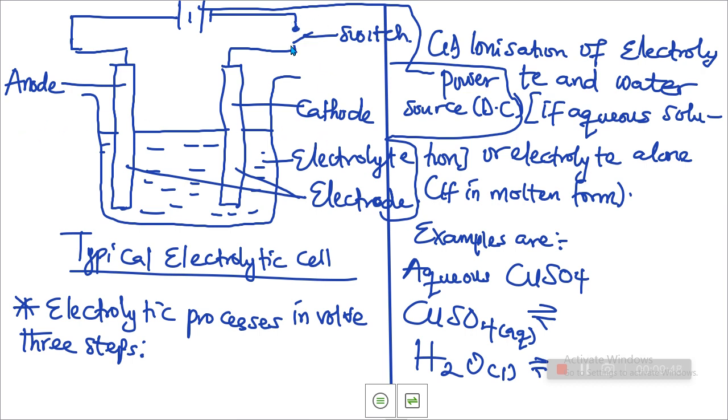Now we have the switch. So this is the switch, and this is the battery source. So power source DC. So this is the battery. I hope you understand that.